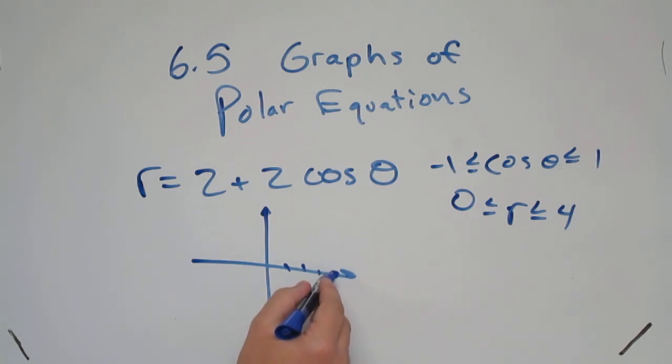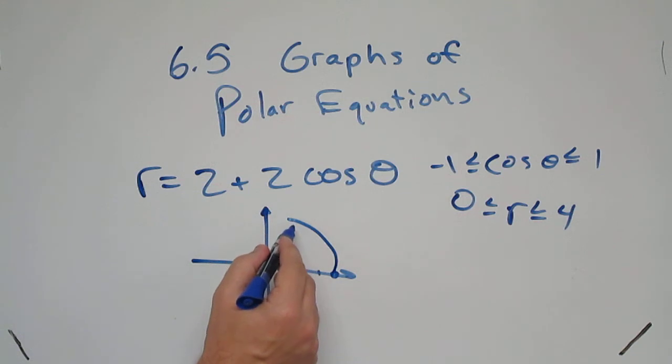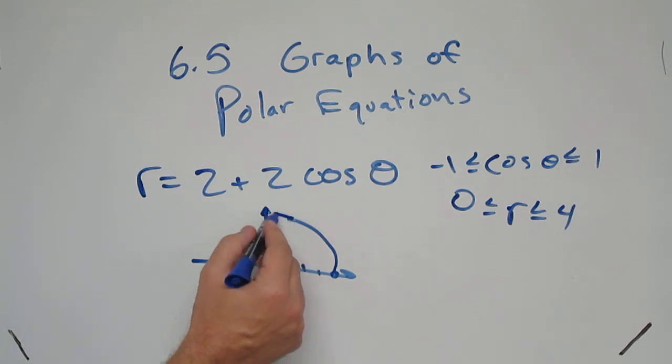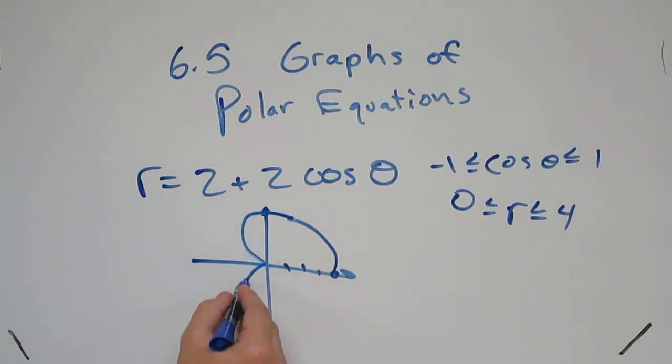So I would start going through, and as my angle's changing, I'm having these large values, and then when I come through I would do something like this, and it would end up looking kind of like that, like a cardioid, like a heart. That's why it's called a cardioid. So there's all kinds of different ones that you can do.